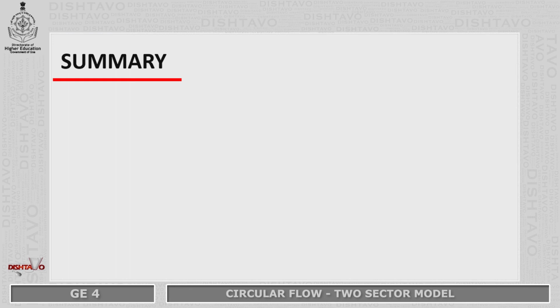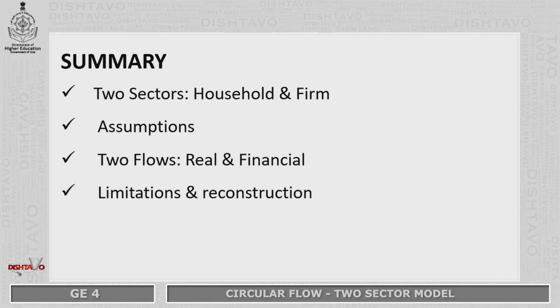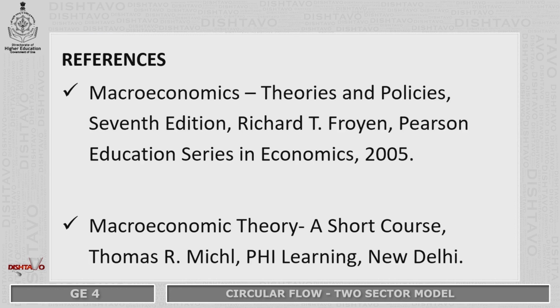In this module, we have touched upon the two-sector circular flow. We have looked at the assumptions. We have focused on two types of flows, real and financial. We have also looked at the limitations of the model and the reconstructed model, which addresses the lacunae in that model, the leakage in the form of savings. We finally concluded that all incomes are equal to expenditure.